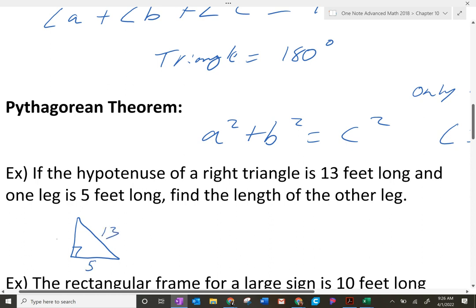Okay, I'm missing this side. The hypotenuse is always across from the right angle. And it's always going to be the biggest number. It'll always be the C. Always the biggest number.